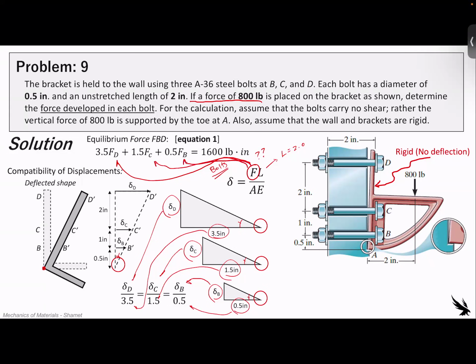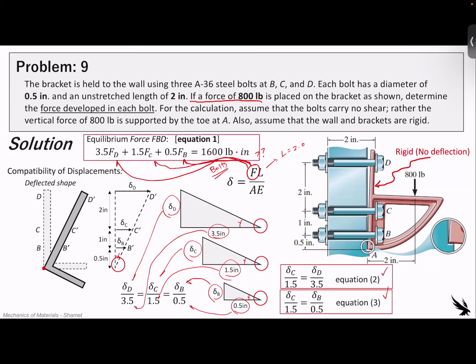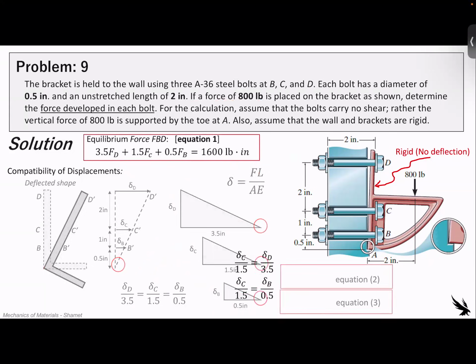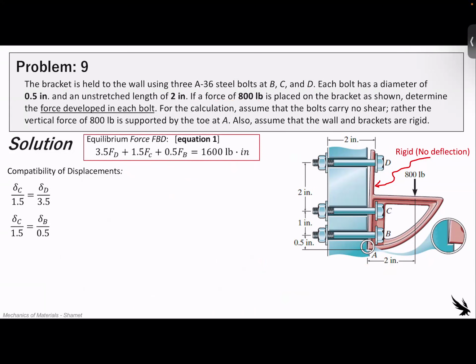So we have a lot of equations here, but now we have 2 more equations based off of these ratios here. So now we have 1 equation, 2 equations, 3 equations. We're starting to get more equations now, even though we're adding a few more unknowns. So what we do here, we know that there's a compatibility of displacements. So we can set up a system of equations here.